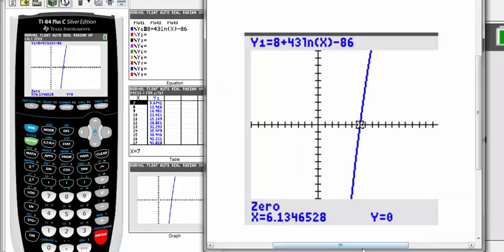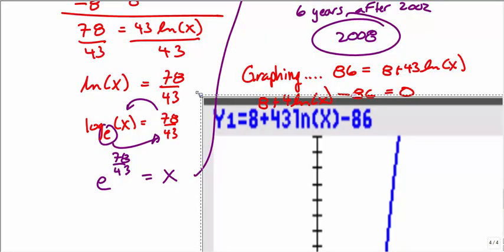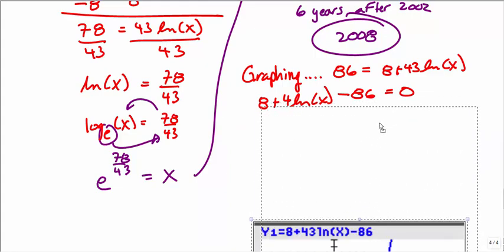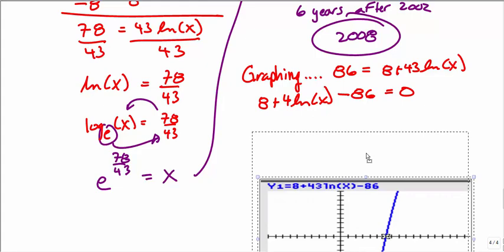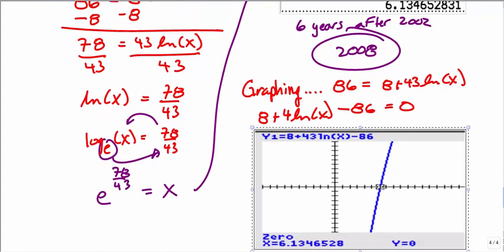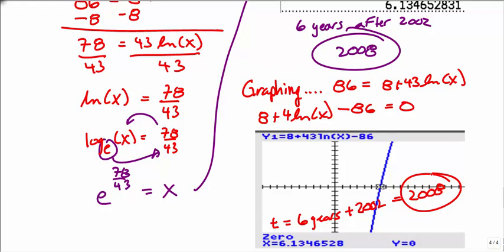So you can see here that we have 6.13 for my solution, which I think is exactly what we have up above. Let's compare that. Yep, 6.13465. So this is my solution for the number of years. So this would be t equals 6 years, but I have to add that to the year 2002, so I get 2008 for my answer. Okay, so I get 2008.